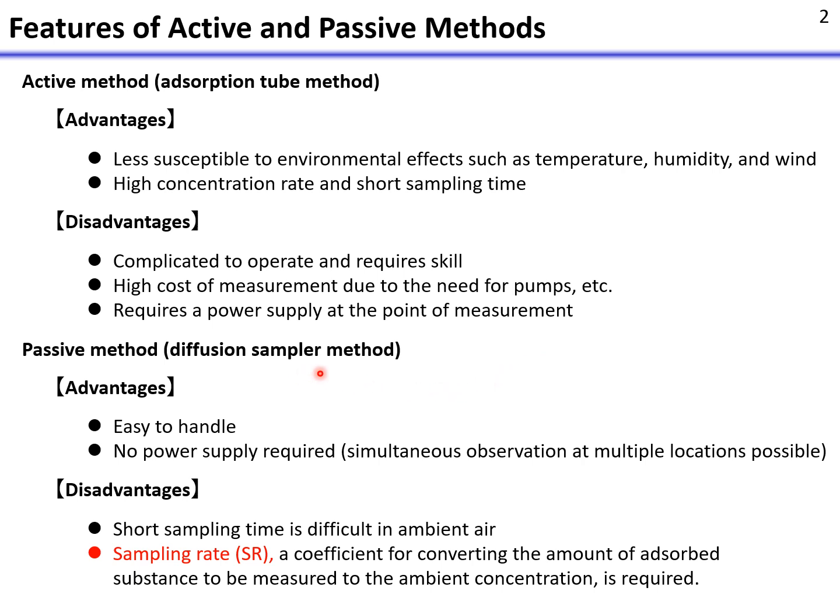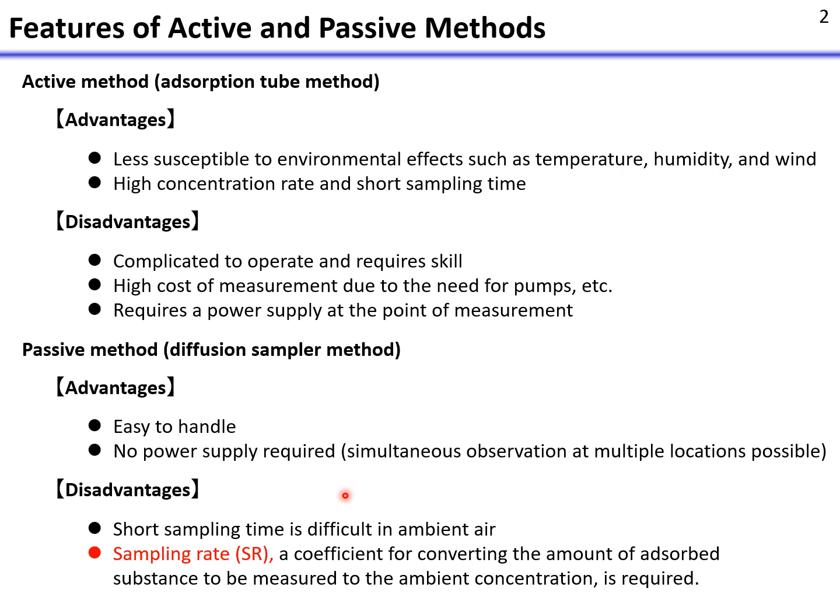Passive methods are described using the diffusion tube method as an example. The advantages of the passive method are that sampling can be carried out by simply hanging the sampler at a measurement location, making it easy for anyone to use. In addition, the method doesn't require a power supply and is less expensive to measure than the active method, allowing simultaneous observation at multiple locations.